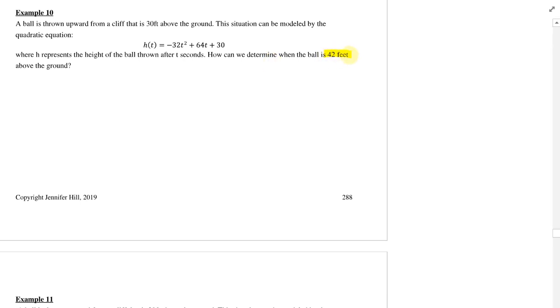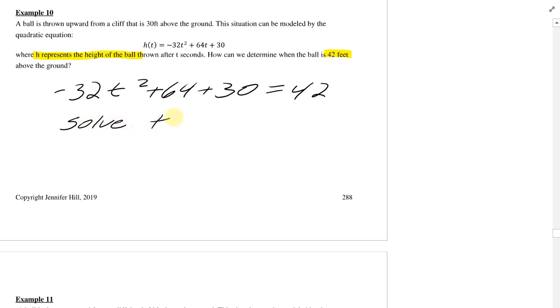If h of t represents the height of the ball, and I want to know when it is 42 feet, I just need to set this equal to 42. So I set this equal to this, and then I need to solve this equation. Now, where we are right now, we don't have a way to solve this equation just as it is. So instead I want to try to solve this from a graphical standpoint using what we've already talked about.